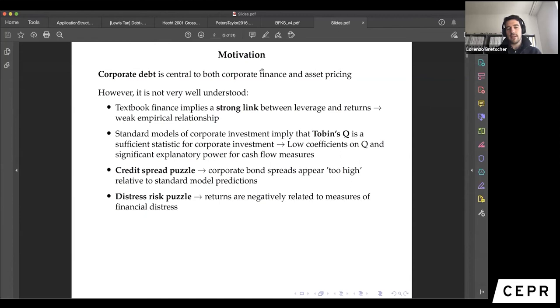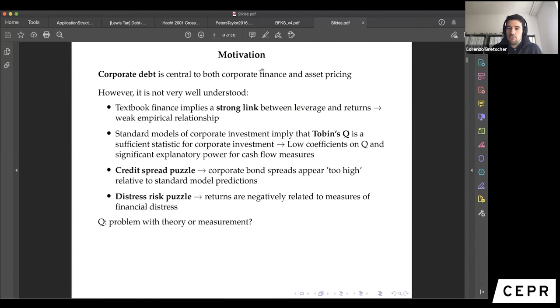And there's a credit spread puzzle. So that says corporate bond spreads appear too high relative to standard model predictions. So the data spreads are too high compared to model implied spreads. The distress risk puzzle, returns are negatively related to measures of financial distress, which itself is a function again of corporate debt. So the question at heart is really, is there a problem with theory?